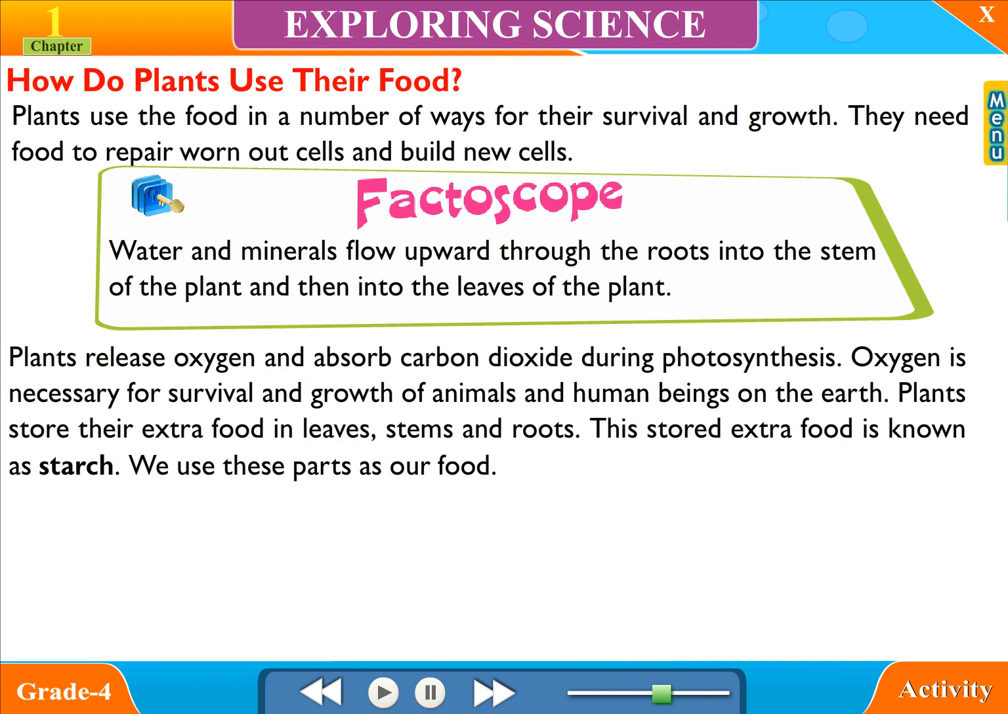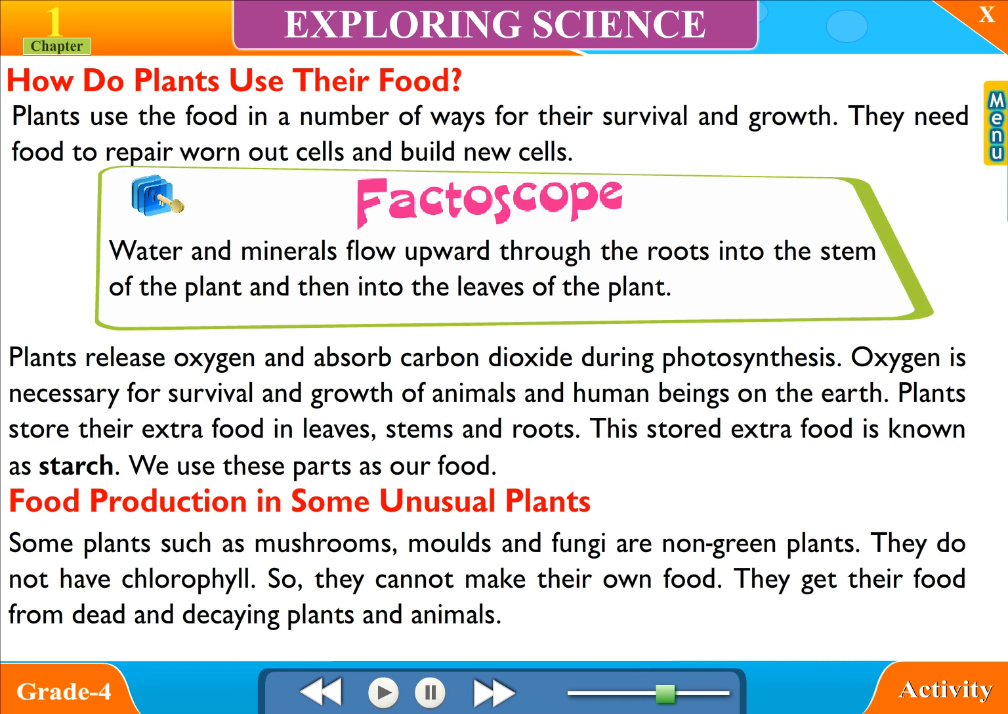Plants store their extra food in leaves, stems and roots. This stored extra food is known as starch. We use these parts as our food. Food production in some unusual plants. Some plants such as mushrooms, moss and fungi are non-green plants. They do not have chlorophyll, so they cannot make their own food.